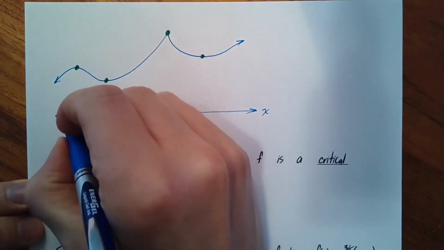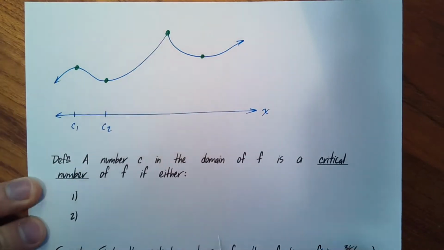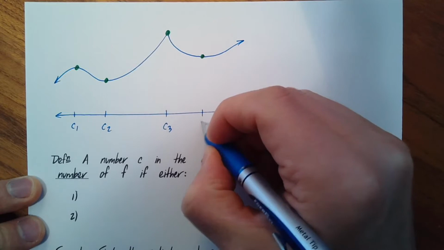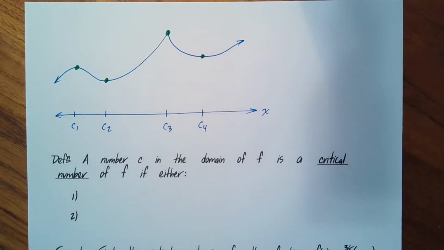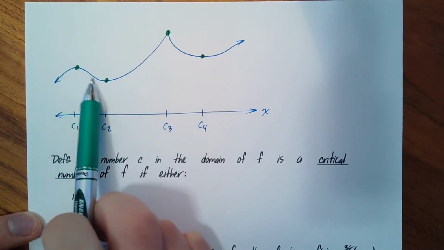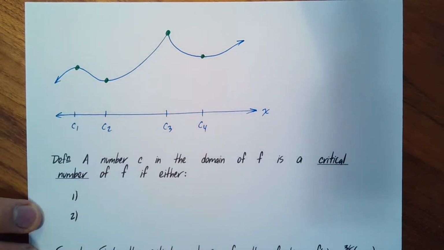So let's make up some labels for the x coordinates. Let's call this C1, C2, C3, and then C4. Let's say those are the x coordinates of those four local extrema. So which one is happening? I mean, this is certainly a function that looks nice and smooth over here, right? So it looks like the function is differentiable here. It looks like f prime of C1 exists.